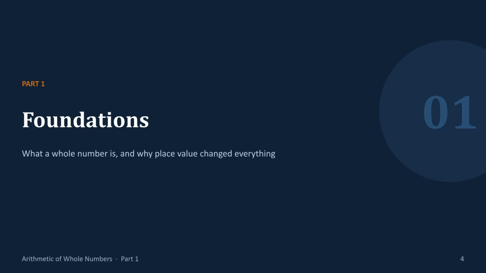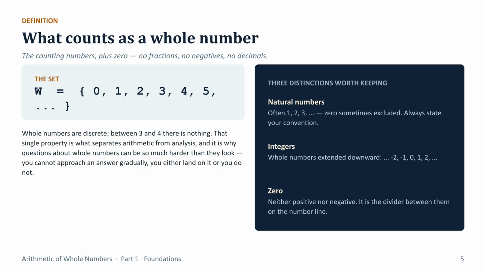Part 1 is all about foundations. Before we dive into complex arithmetic, we must be precise about the objects we are working with and the positional notation that makes our modern systems possible. A whole number is one of 0, 1, 2, 3, and so on. Note that there are no fractions or decimals involved. 0 is the critical divider between positive and negative numbers on the number line. Always define your conventions clearly.